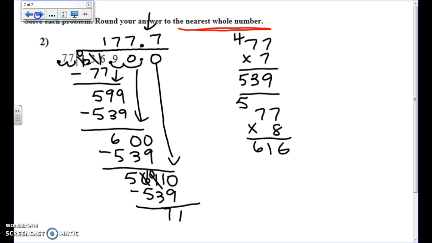I could continue to go on and on and on in my work, but if it just says to the nearest whole number, I just need to know what does this 7 do to this 7? Well, 5, 6, 7, 8, or 9 rounds it up. So I know that approximately, with one hill and one valley, I have 178. It would be my nearest whole number. My 7 here rounds this 7 up to an 8.